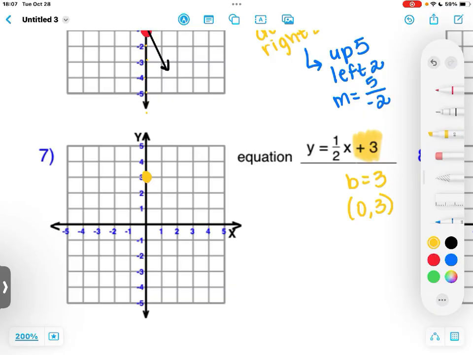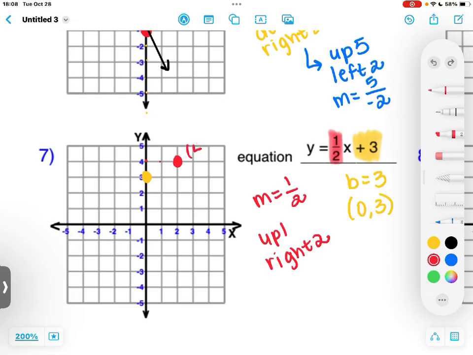After that, I have my slope. My slope is the number in front of x. My slope is 1 over 2, meaning I go up 1 and right 2. The reason is because they're both positive directions. Up is positive and right is positive. So I go up 1 to the right 1, 2, making that other point at 2, comma 4, because we go right to 2 and then we go up to 4.